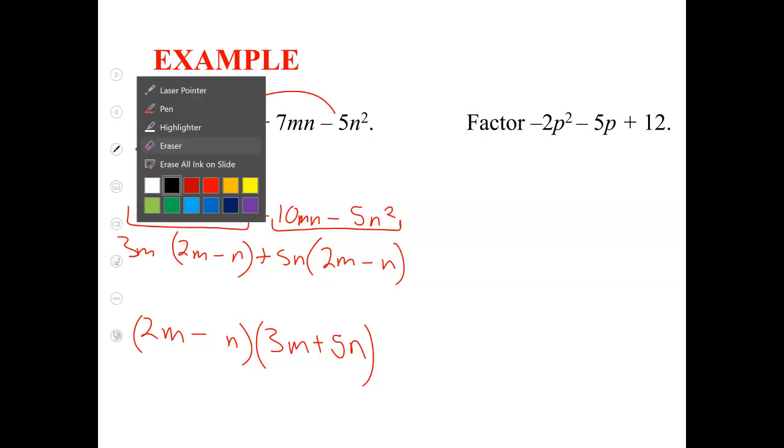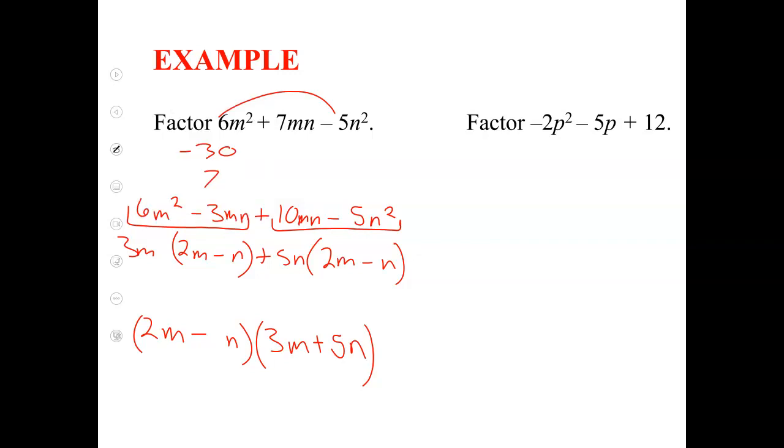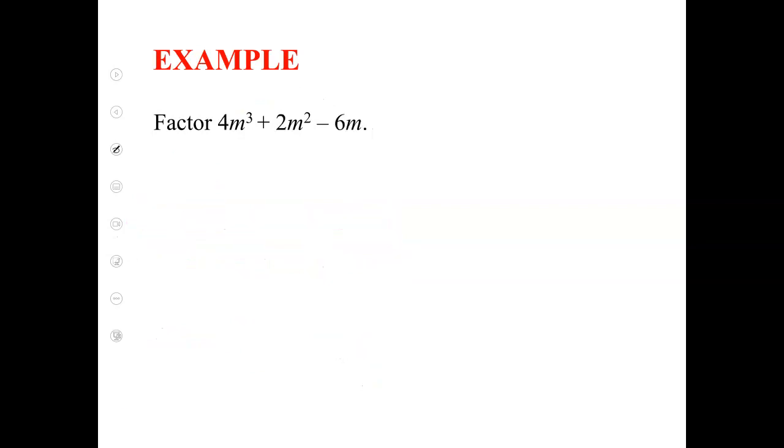I'm going to skip that one because I want to make sure I have enough time for everything else. What do I need to do here? Factor out 2m first. Take out that GCF. So 2m. Good. Now I need to factor my quadratic.